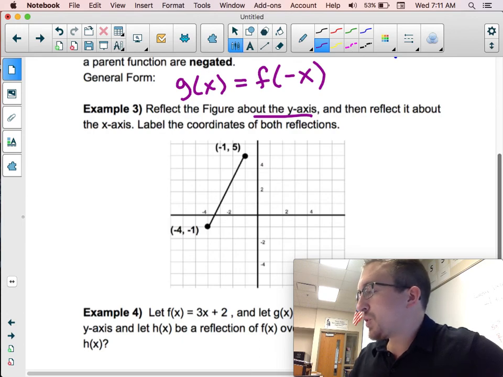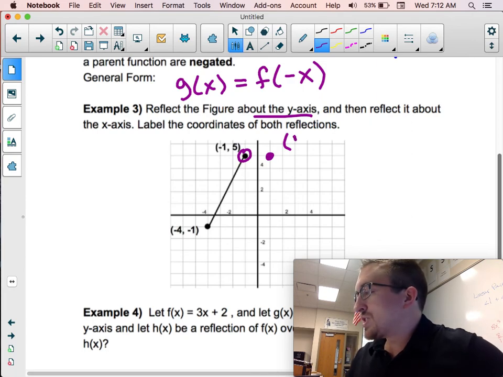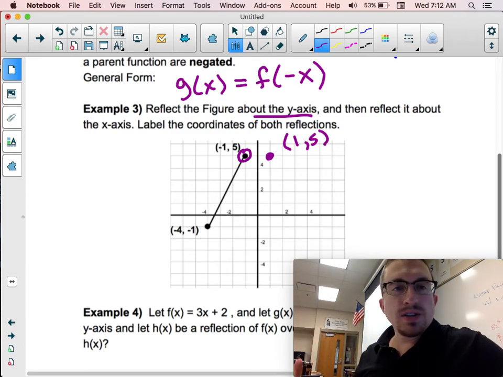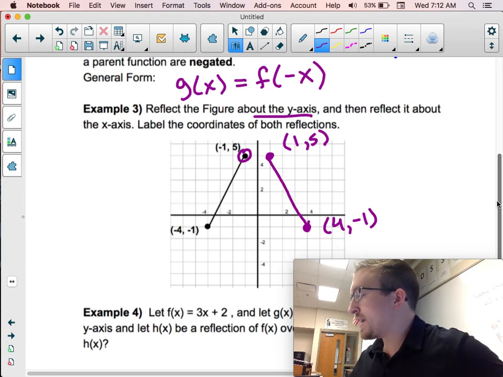I can take this point here and I can just visually flip it over the y-axis. But notice this is following my rule about the coordinates. I have labeled the coordinates of both reflections. This is where I just change the sign of my x value. So I go from (-1, 5) to (1, 5). The y value doesn't change. We can do the same thing over here. Change the sign of my x value. This will be at (-4, -1) becoming (4, -1), and you can see this is a visual flip over the y-axis.